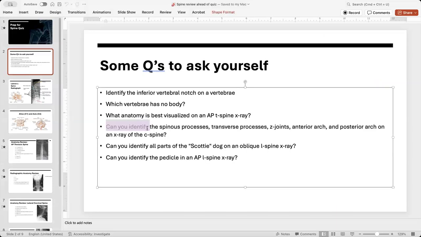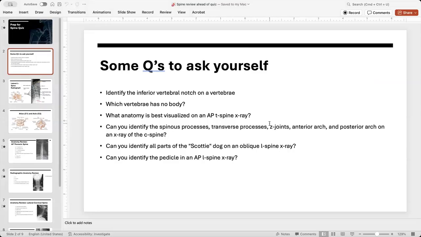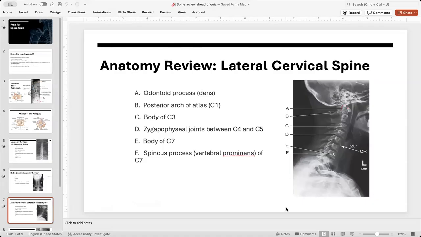Next question. Can we identify these things? We've been going over them. So let's take a look. Spinous, transverse, Z joints, and so on. So let's just take a look at this one first. On a lateral, we definitely can see the spinous processes in profile now. That's going to be pretty standard for all laterals.